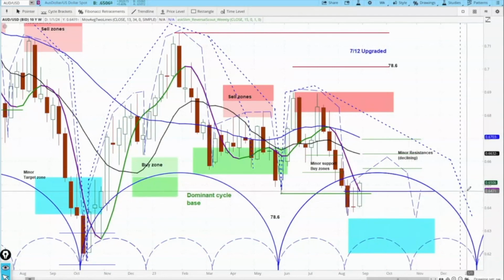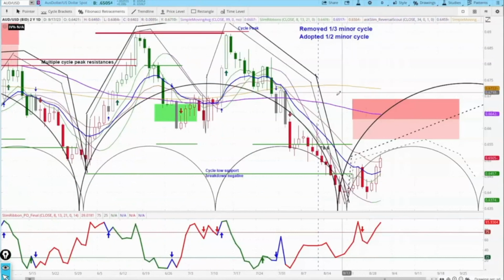Keep in mind, our dominant low is not due until likely the early part of 2024. So what that says is overall we would look for still lower highs and lower lows going out into that time period.